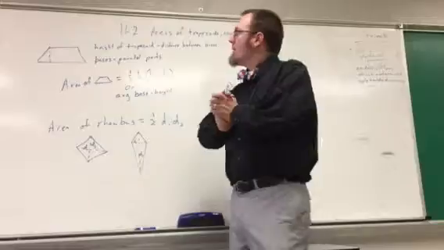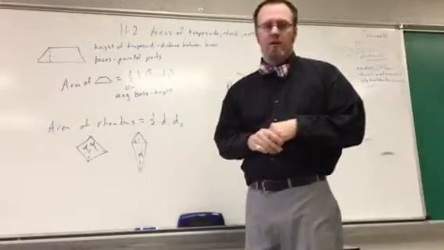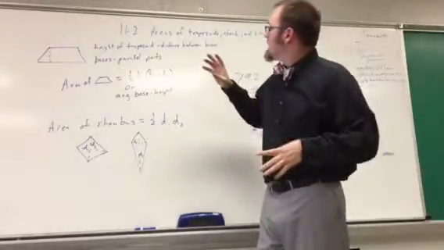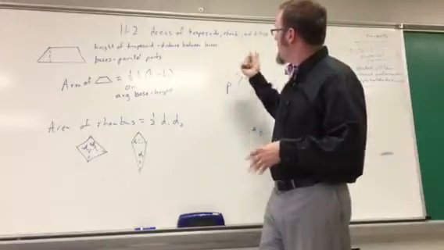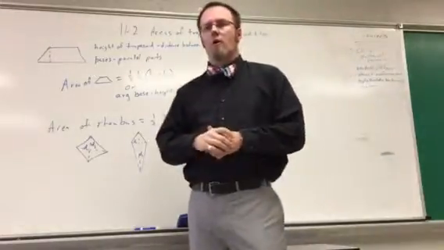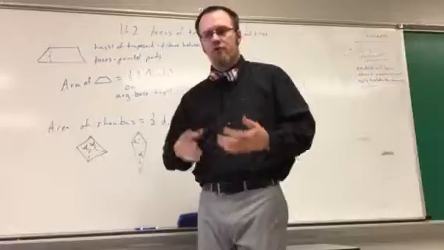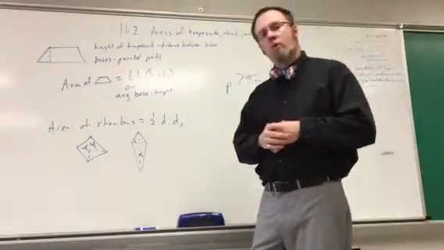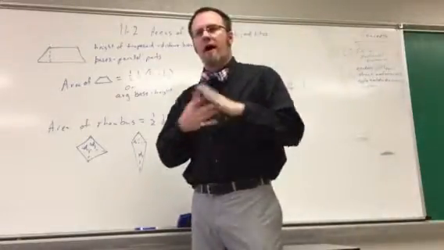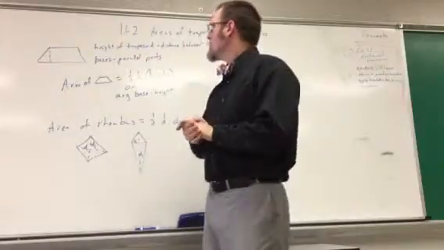Today we're going to be talking about lesson 11.2, the second lesson from chapter 11, the areas of trapezoids, rhombi, and kites. So the rhombus, the kite, the trapezoid, those irregular quadrilaterals, we're going to be talking about how to find the areas for those.